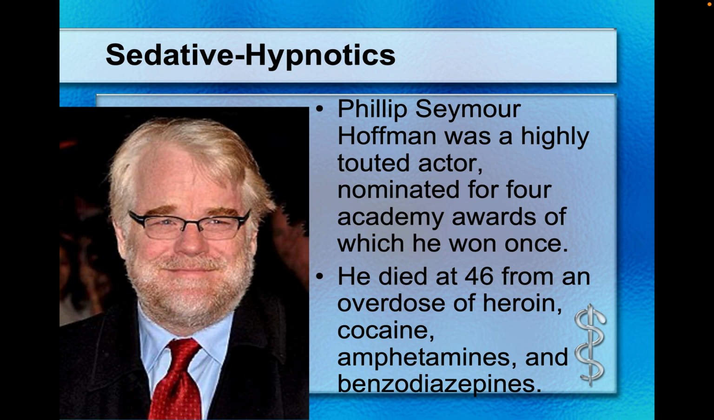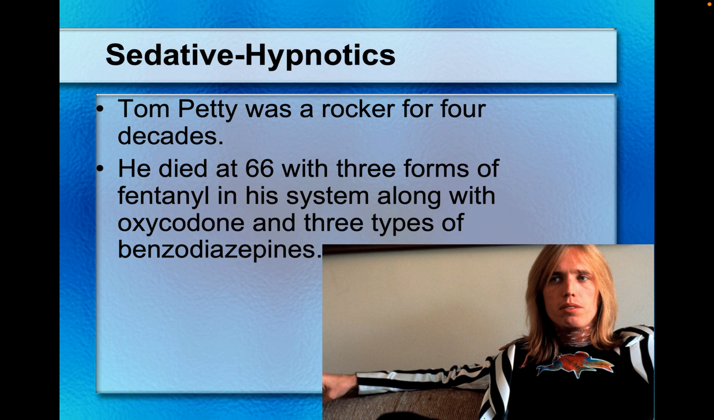Philip Seymour Hoffman was a highly touted actor nominated for 4 Academy Awards, of which he won once. He died at 46 from an overdose of heroin, cocaine, amphetamines, and benzodiazepines. Tom Petty was a rocker for 4 decades. He died at 66 with 3 forms of fentanyl in his system, along with oxycodone and 3 types of benzodiazepines.